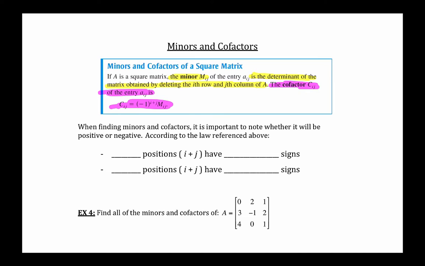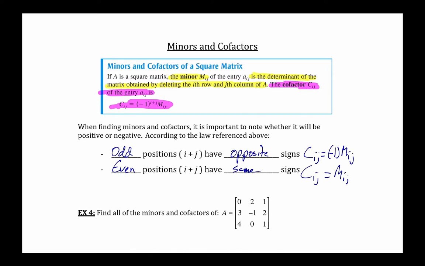When finding the minors and cofactors, it's important to note whether it will be positive or negative. So we're going to say odd positions. If i plus j, the row plus column, gives you an odd number, you're going to have opposite signs. In other words, C sub ij is going to be -1 times your minor. Again, what the heck? We'll figure this out in a second. And if it has even positions, so if i plus j adds up to an even number, you keep the sign. So the cofactor and the minor would have the same sign.